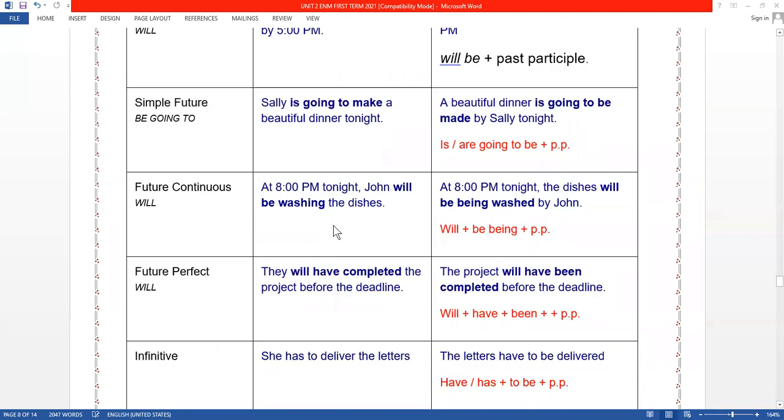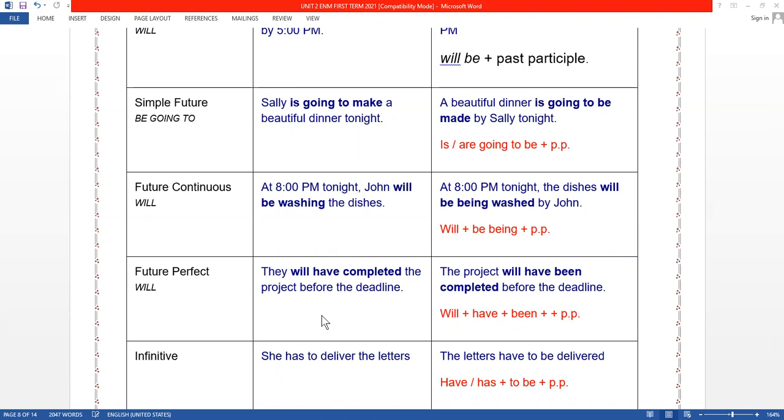Future perfect. They will have completed. Take care of the passive, the sentence in the active before we change it to the passive. They will have completed. Will plus have plus past participle when it is active. When it is passive, it will be: the project will have been completed before the deadline.